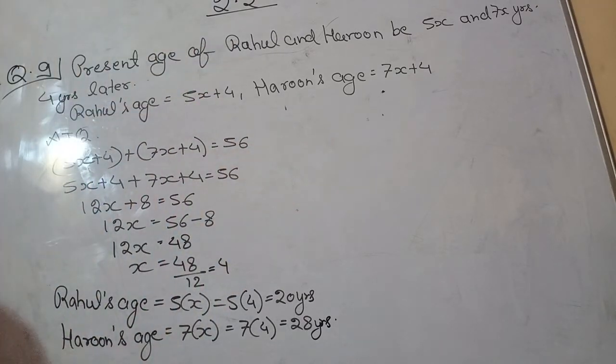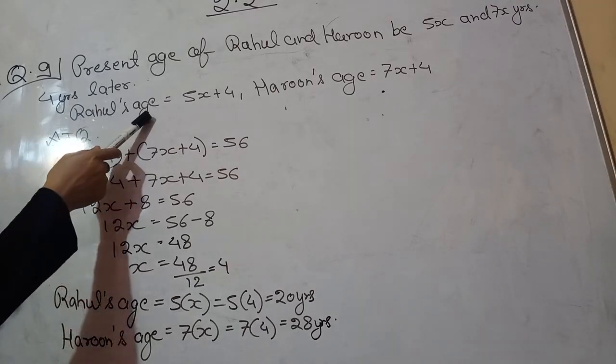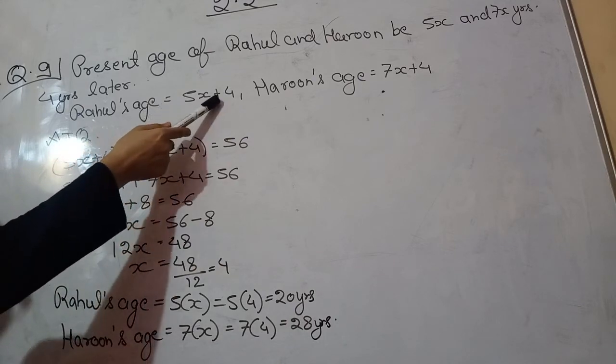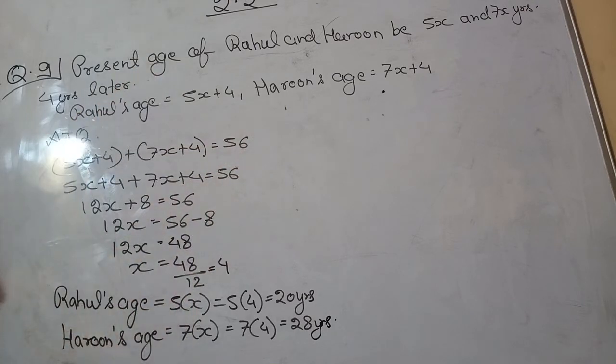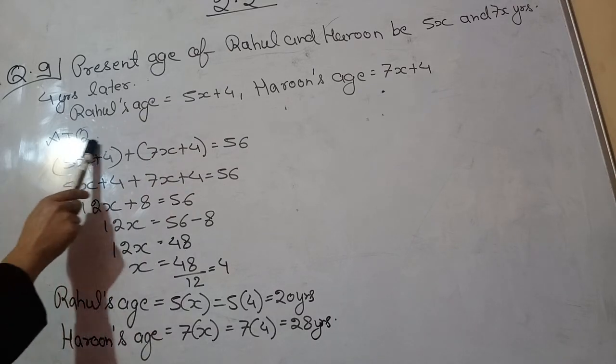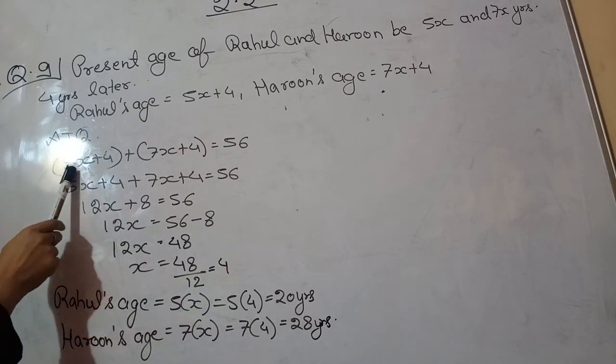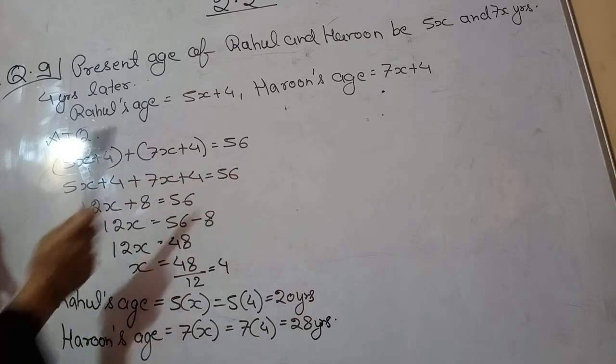Now what is next given in the question? 4 years later, the sum of their ages will be 56 years. So what are their present ages? Now 4 years later means after 4 years. So 4 years later, what will be Rahul's age? Present age plus 4 years. And what will be Harun's age? Present age plus 4 years. So after 4 years, Rahul's age will be 5x plus 4 and Harun's age will be 7x plus 4. According to the question, after 4 years, the sum of their ages is 56.